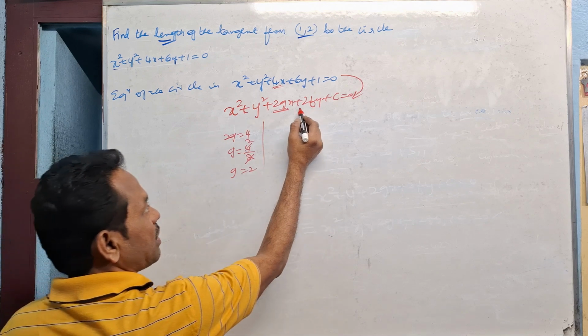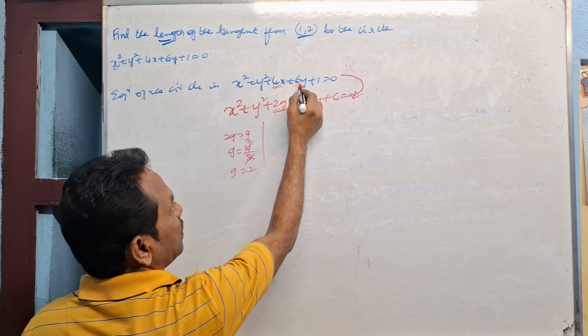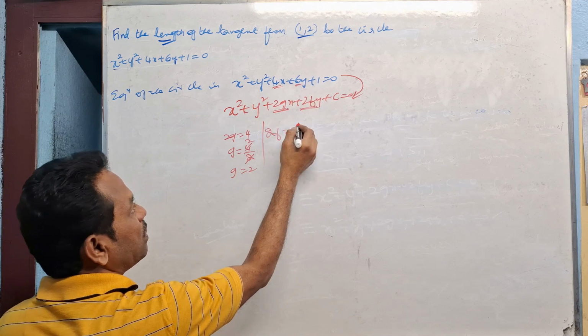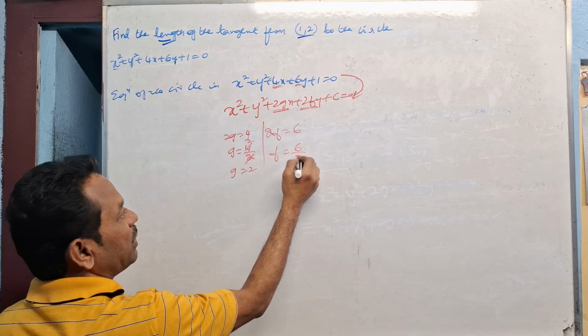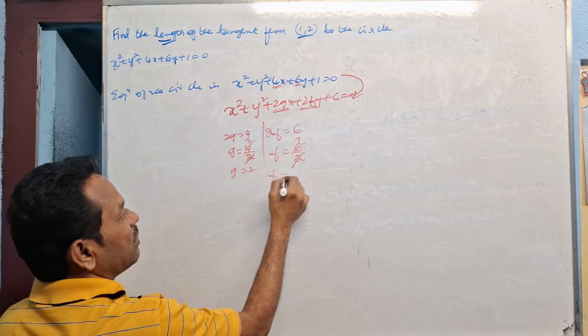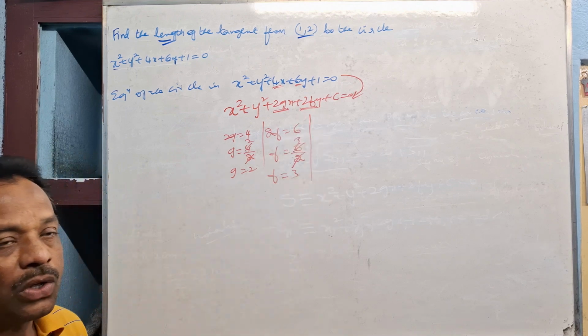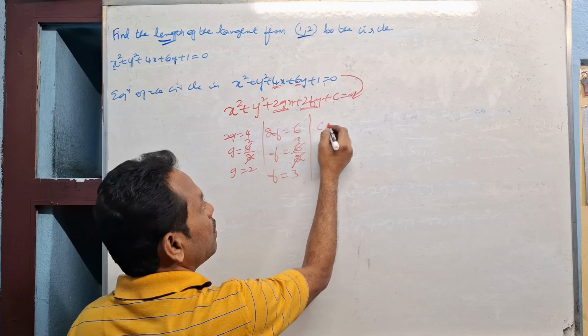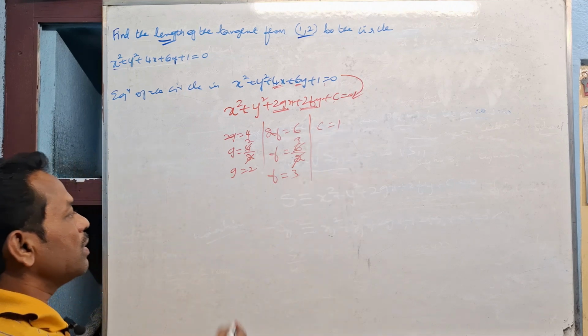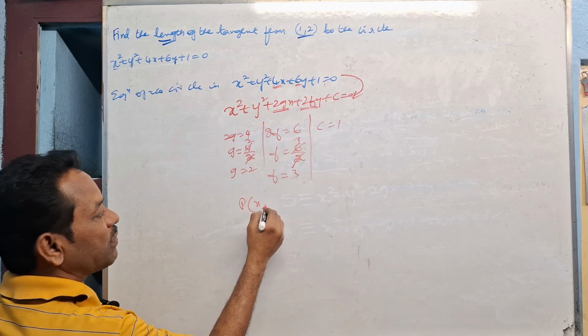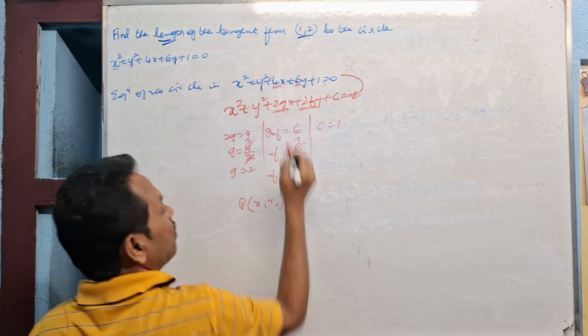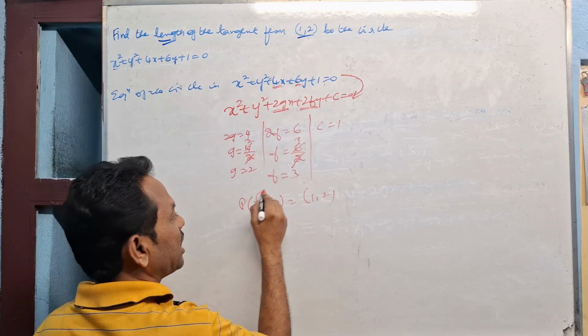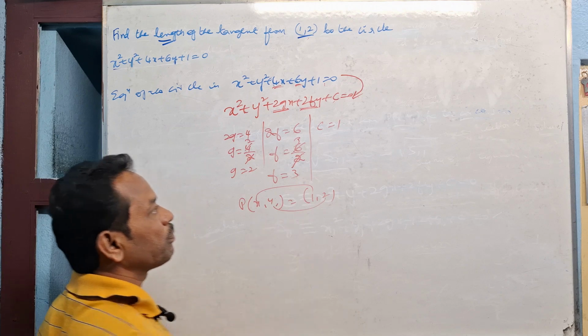So next, let us compare 2f with 6. That means we'll get 2f equal to 6, f equal to 6 by 2, the value of f is 3. Now the other constant c equal to 1. Okay now, the given point x1, y1 is nothing but here 1, 2. So let me take x1 is 1, y1 is 2.